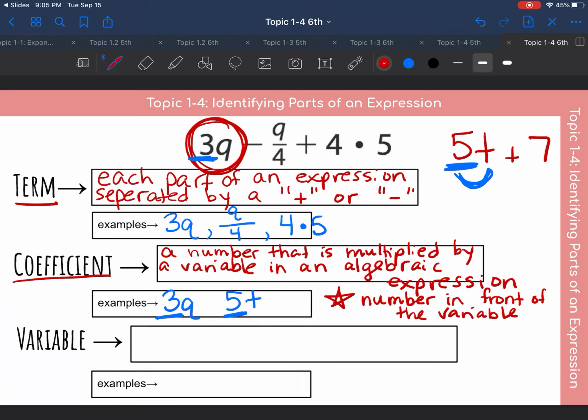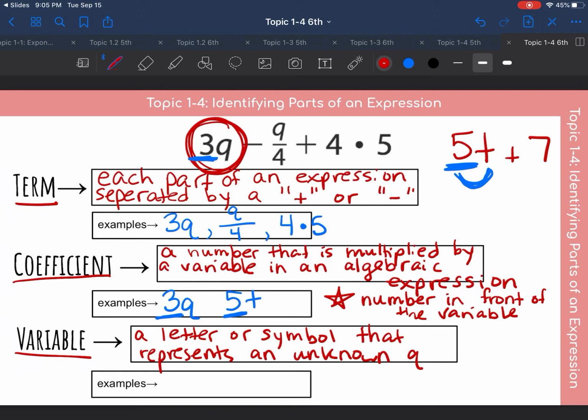So basically, it's just a number that is in front of the variable that shows that it's being multiplied with that variable. And the last definition, which we kind of went over yesterday, is a variable. And a variable is a letter or symbol that represents an unknown quantity. So yesterday we discussed that usually we use x's as variables, but here you see that we also use a t, a q. We could use any type of letter or symbol, but we most commonly do use x's. So for an example of a variable, we can rewrite these 3q and 5t, but instead of underlining the 3 and the 5, we'll underline the q and underline the t. So the variable is that letter or symbol.